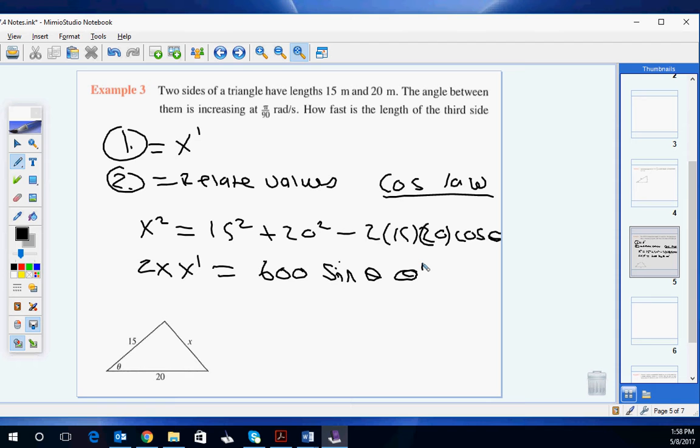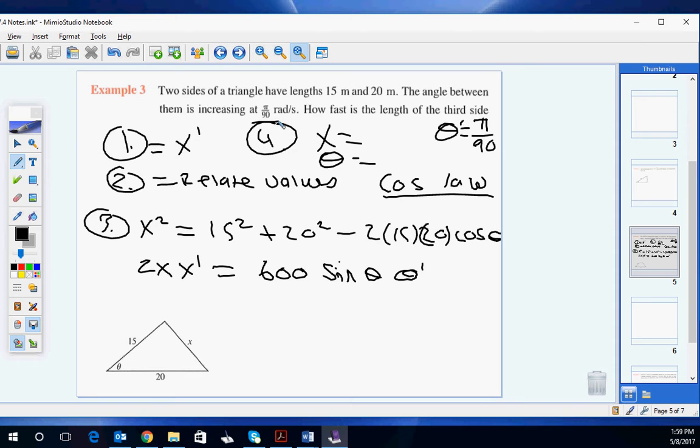Okay, so this was step 3. Now step 4, what do we need? We've taken the derivative, and we're going to solve for x prime. We're going to divide that over. What do we need? We need to know what theta is. We need to know what x is. And we know what theta prime is. Exactly. I need to know what x is, what theta is, and what theta prime is. Do we know any of those from the beginning? We know theta prime is pi over 90. That's just reading from the question.